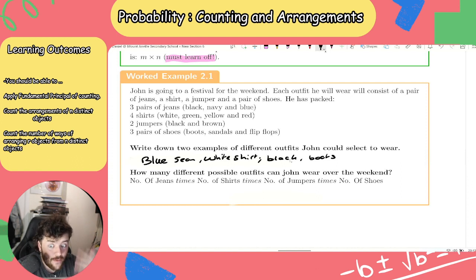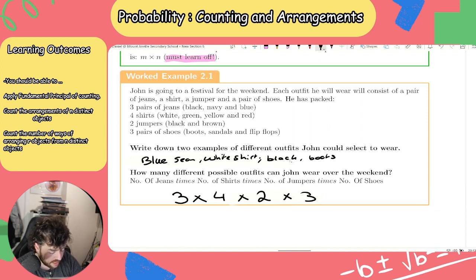But now we're going to ask ourselves, how many possible outfits does he have? If you look here, for the pair of jeans he has 3 options. I'm going to multiply that by the number of options for shirts, which is 4. Multiply it up by the number of jumpers, which is 2. Multiply by the number of shoes, which is 3. 2 times 3 is 6. 6 times 4 is 24. 24 times 3 is 72. Wow. So he has 72 possible outfits.